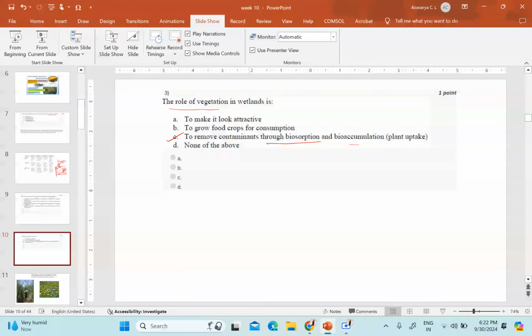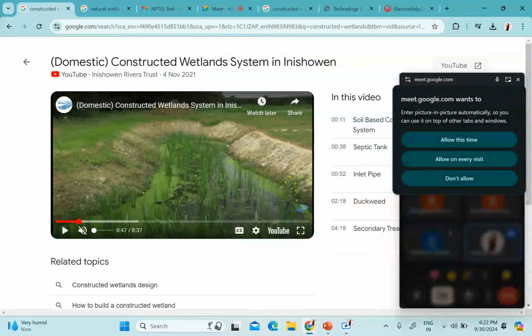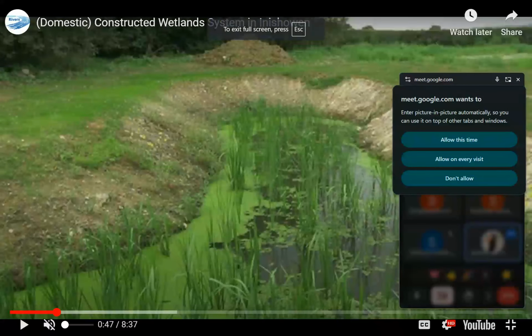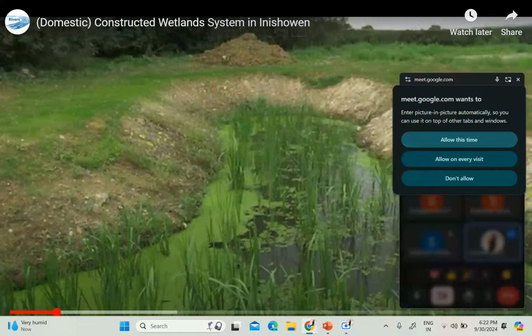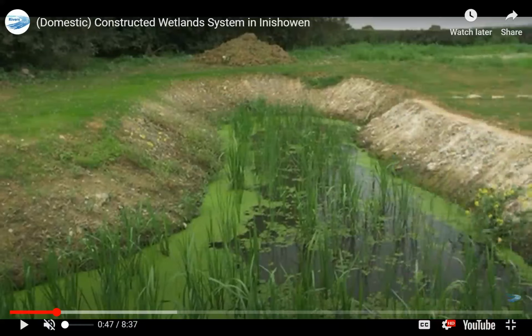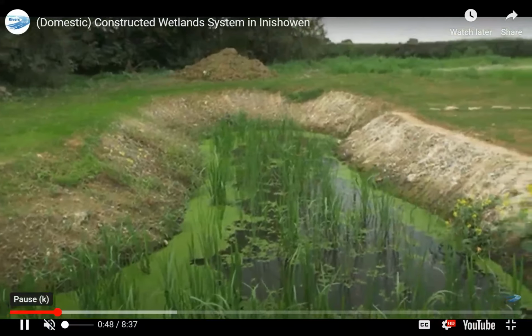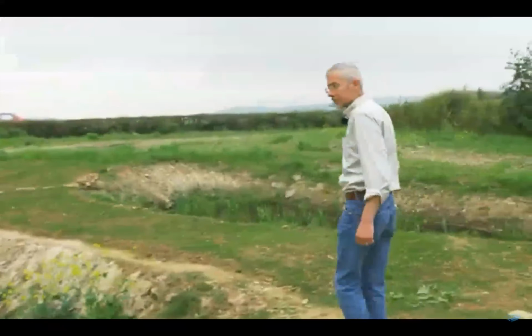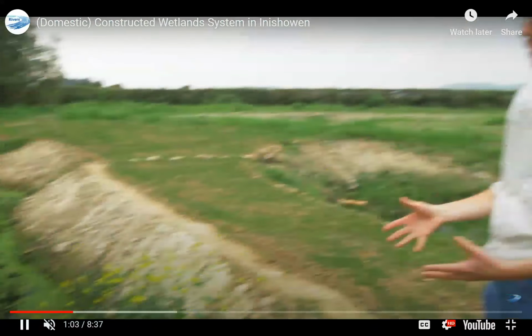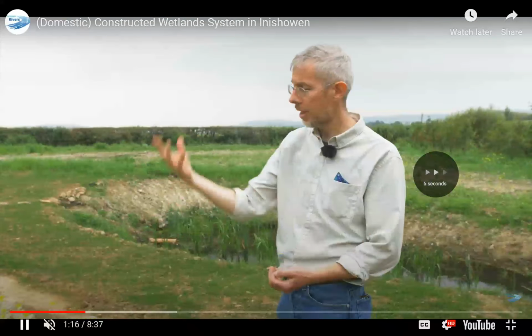Okay, I will show you one video also here. You can see how the constructed wetlands are made. They are digging a portion, and according to this digging, the size and all, you should have a proper calculation. And then the wastewater, you can see at this point, the inflow water.